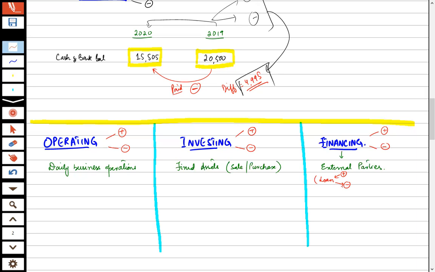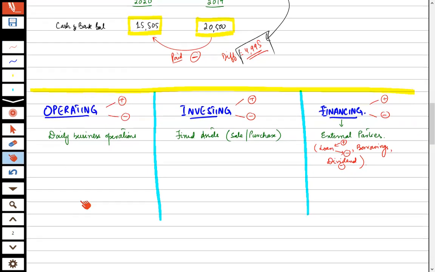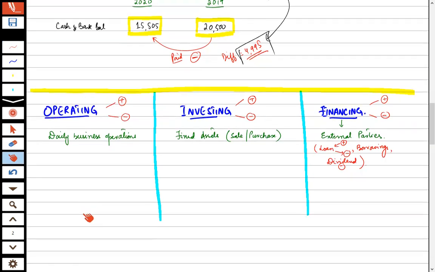Yes. So any nature of borrowings and repayment will be classified in financing activities. Even if we are paying dividend to the shareholders, it will also be categorized in financing activities. Done? Yes. So we will now see some examples of operating activities, investing activities, and financing activities.